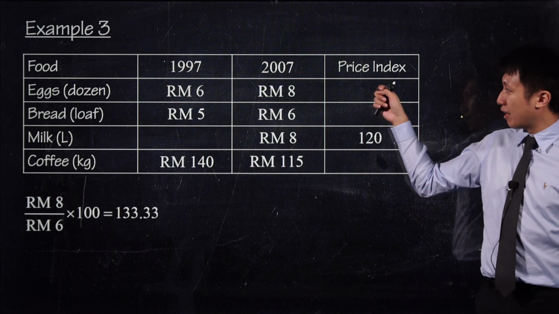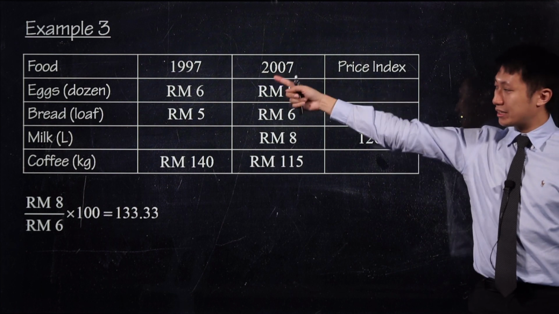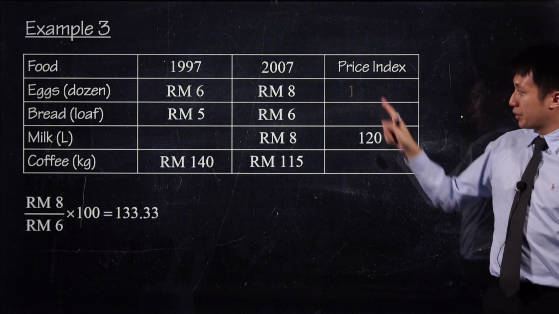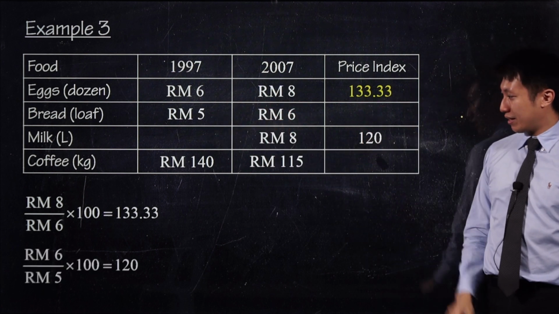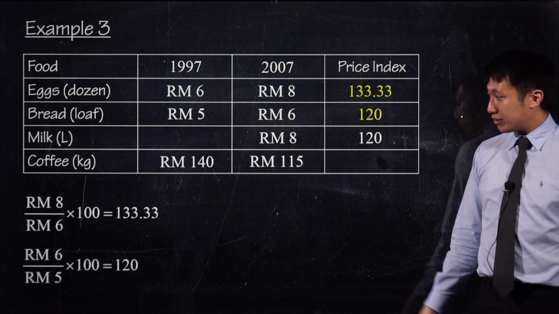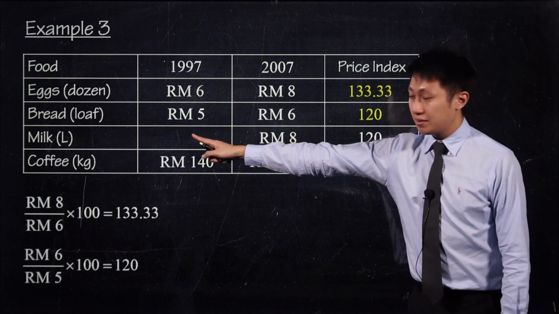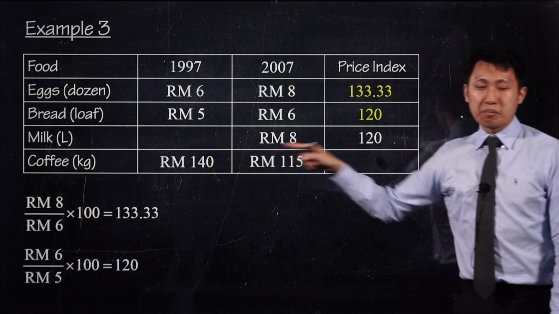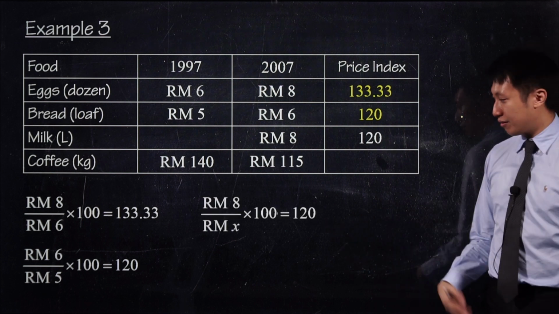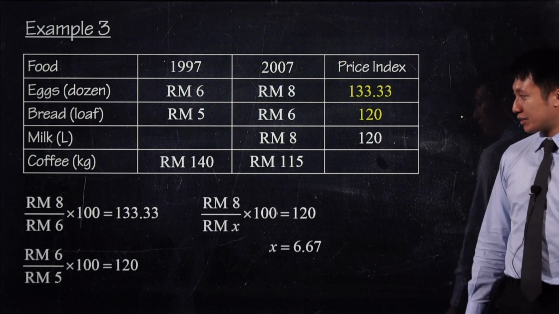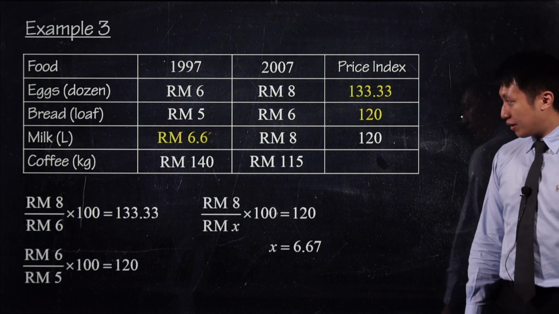So first one, I want to know this. So it's 8 divided by 6 times 100. I'll get an answer. Put it here. Then this one will be this one divided by this one times 100. I'll get it here. And this one, next one. This one divided by X times 100. You get 120. So I solve for X. X is 6.667. So you put it here.